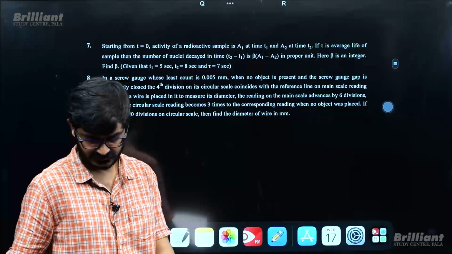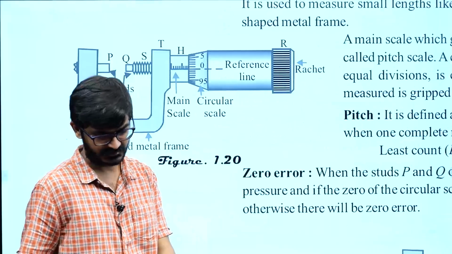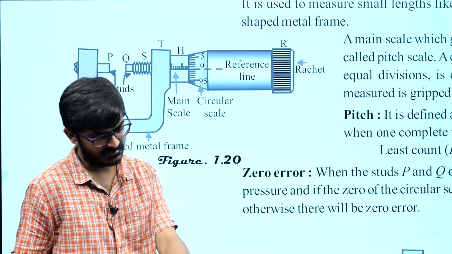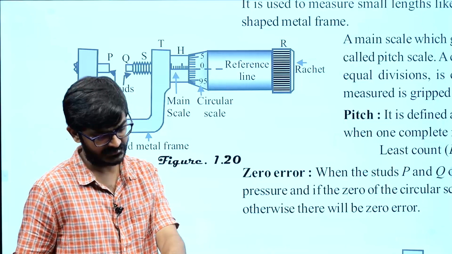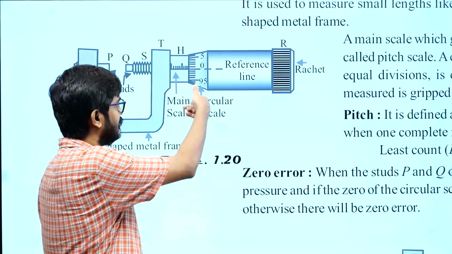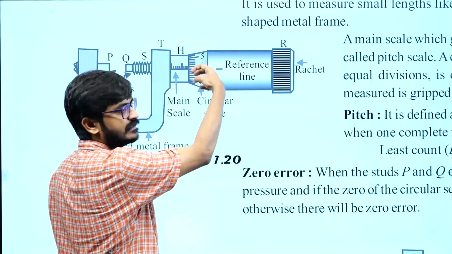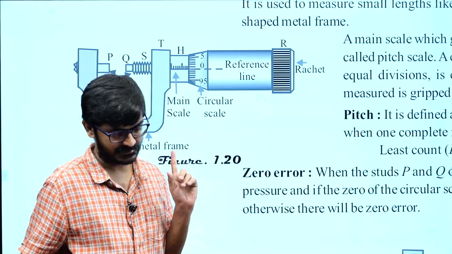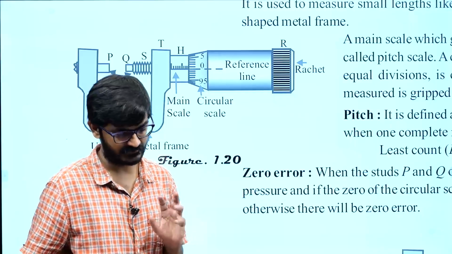Okay, in the next question, they are talking about a screw gauge whose least count is 0.005 mm. So the meaning is, what is the least value you can measure? Like one circular scale division is the least value you can measure. So one circular scale division is 0.005 mm, they said.